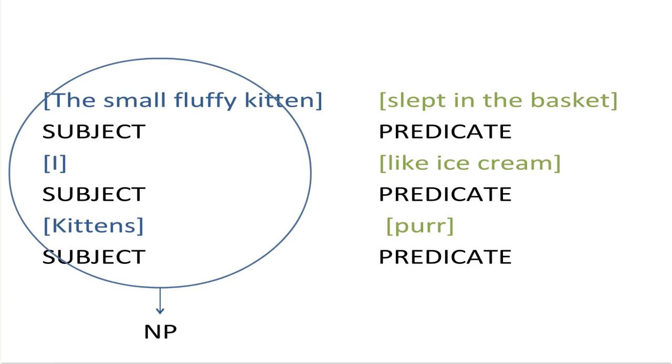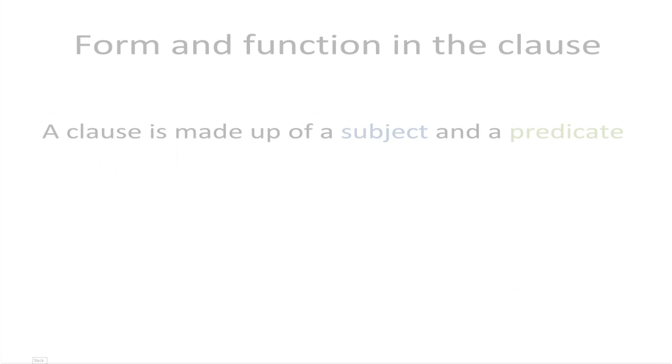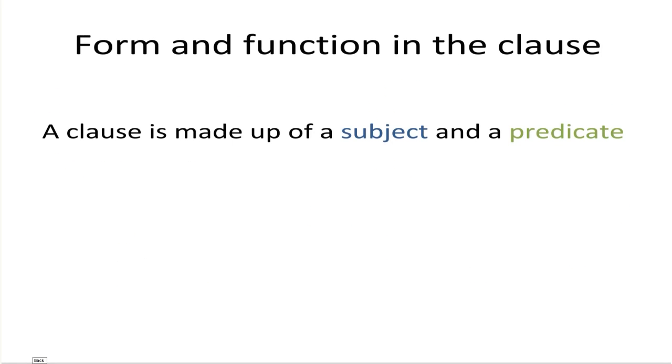The subject of a clause is always a noun phrase, and the predicate is always a verb phrase. So we can say that a clause is always made up of a noun phrase and a verb phrase. Subject and predicate are functions in the clause. They're jobs that need doing in order for the clause to be complete. These jobs have to be done by particular types of phrases.